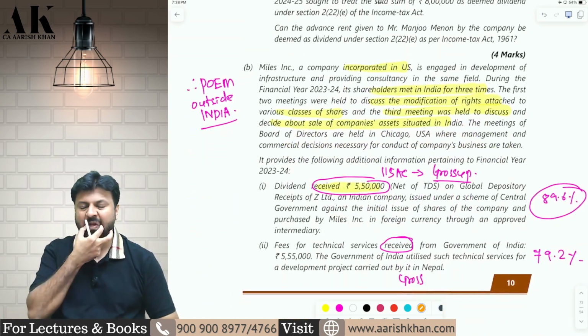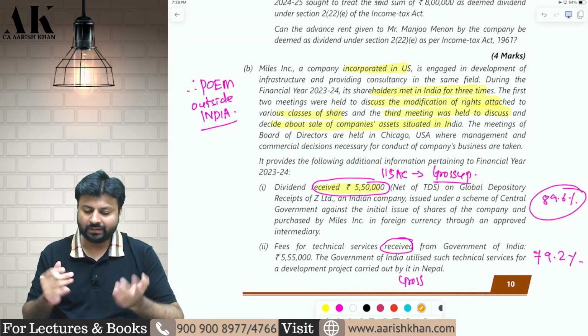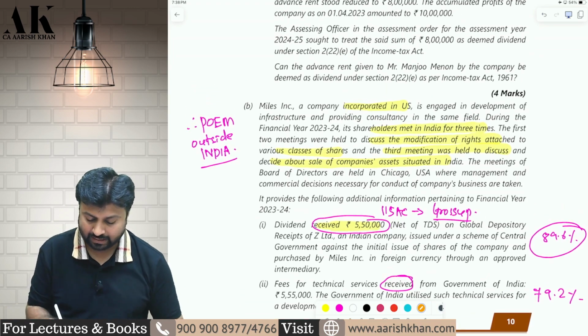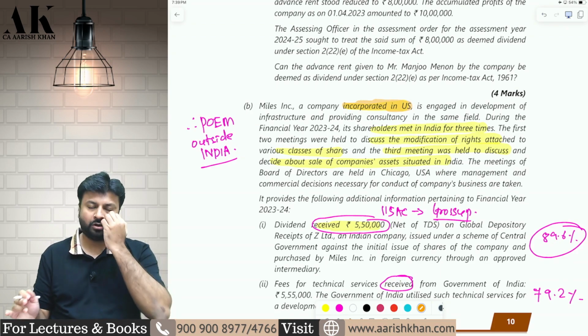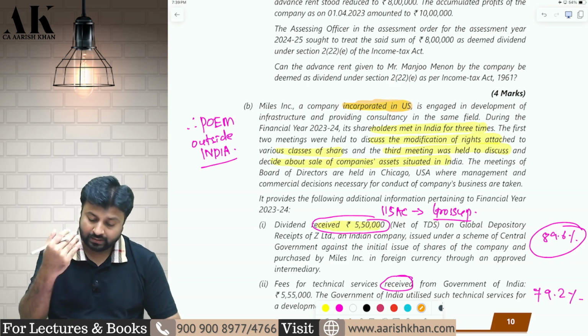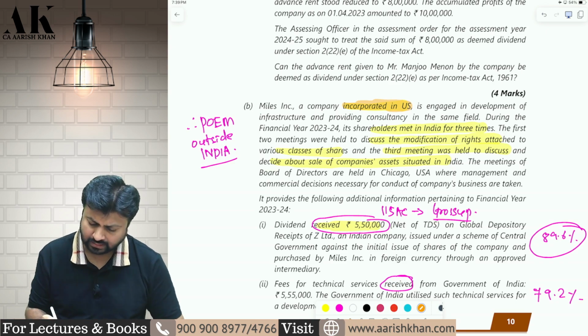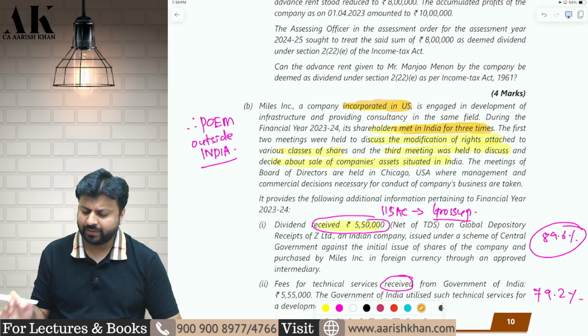Now the next question, we have done this question 100 times. But once again we have to do it, because they have asked it in the examination. There is a company by the name of Miles Inc., which is in the US. So it is a company incorporated in the US. Whether the POEM of the company is in India or outside India, I still don't know. Let's see the question. During the financial year 23-24, the shareholders met in India three times.